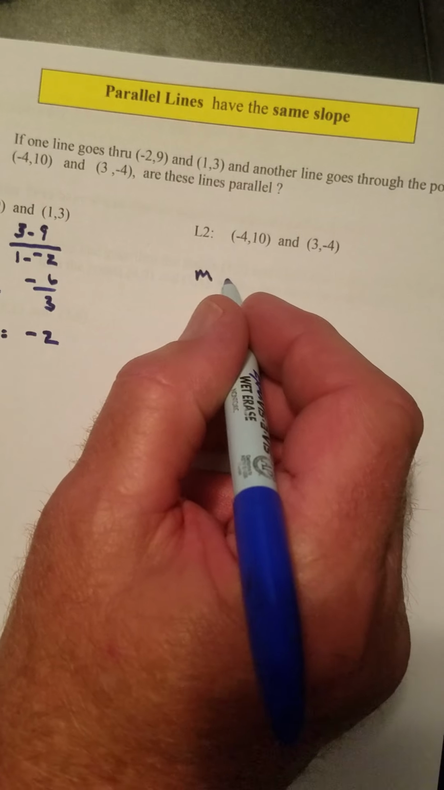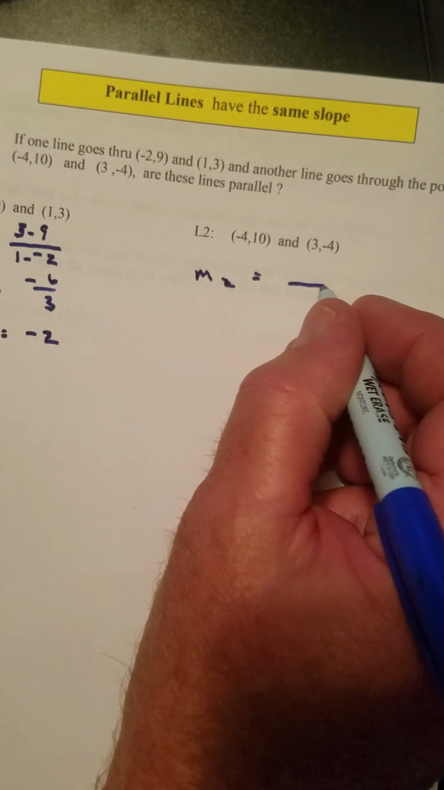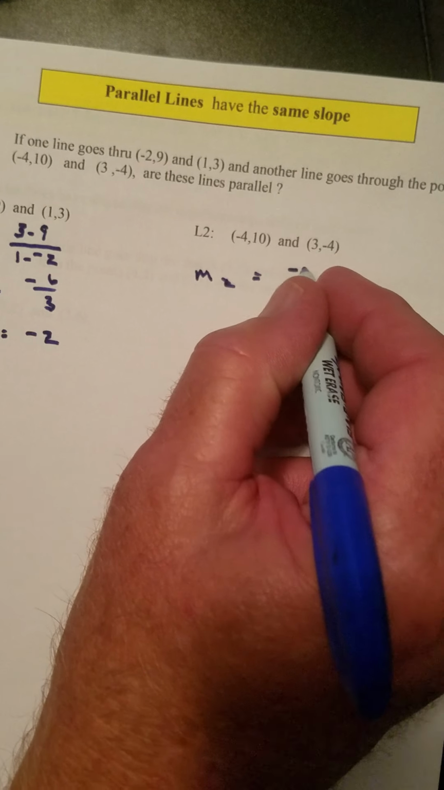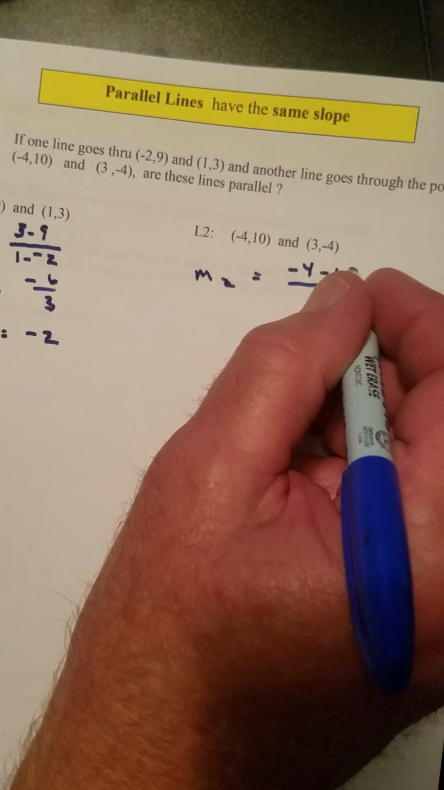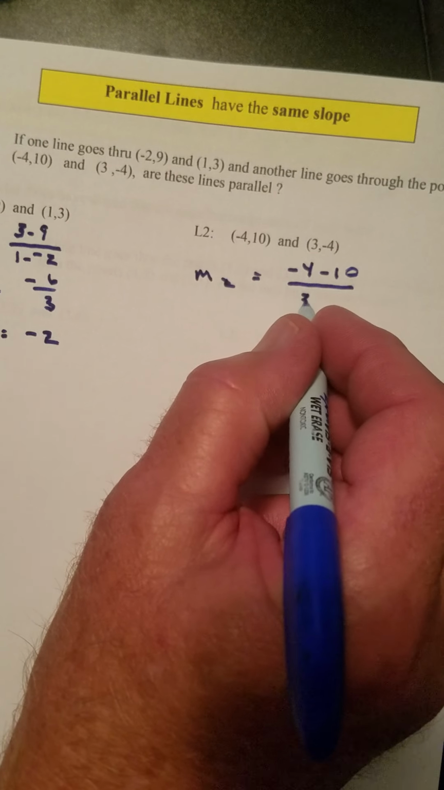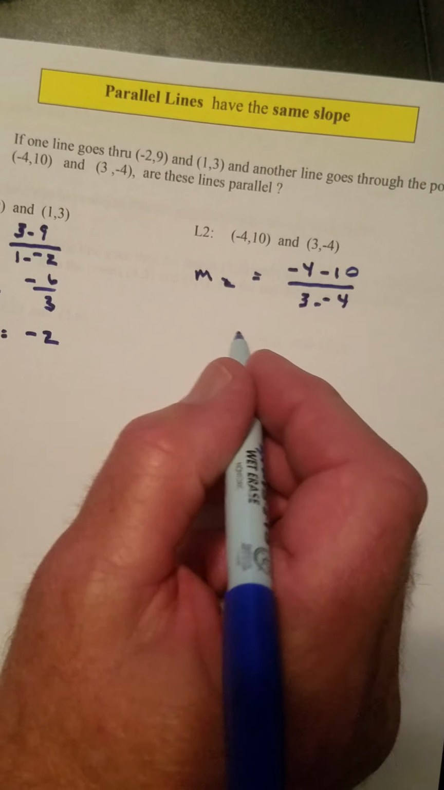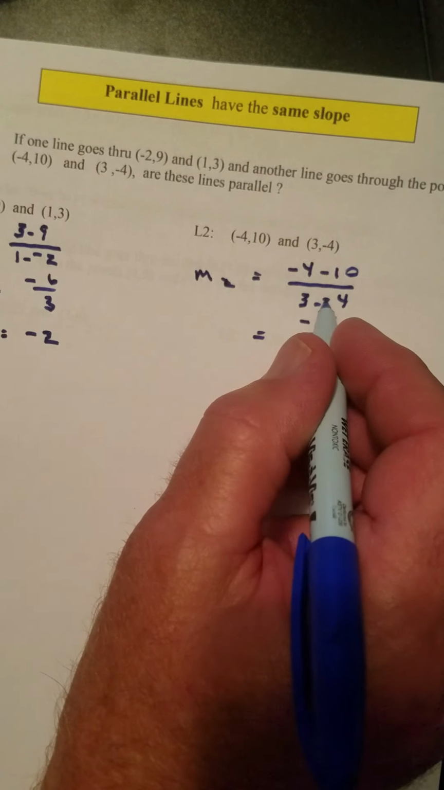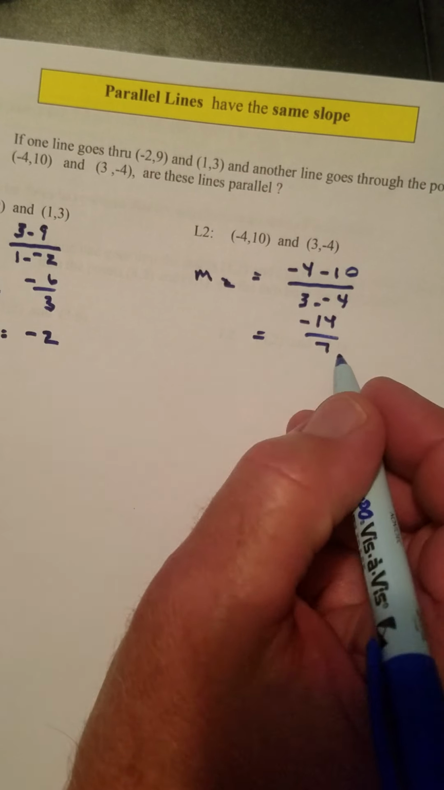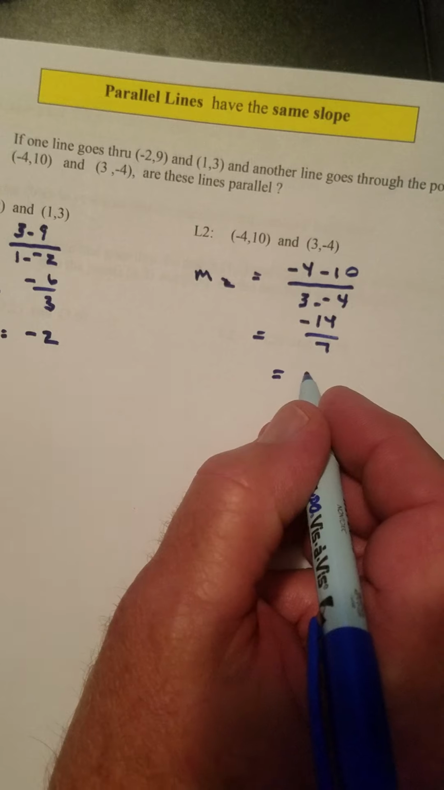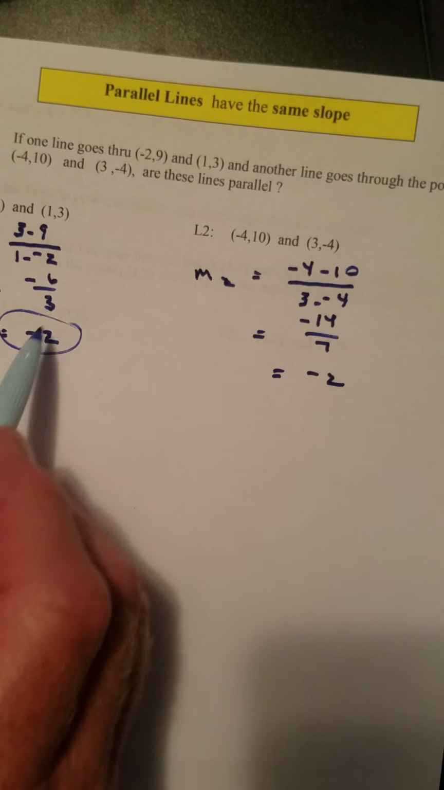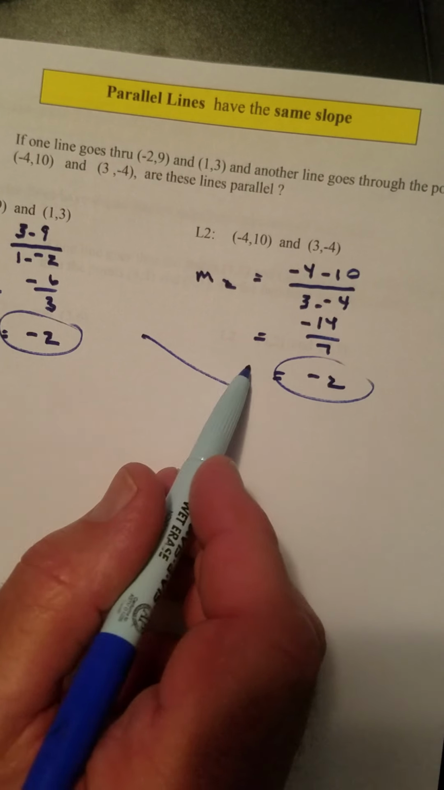M2, the slope of the second line, using the formula we have, would be -4 minus 10 over 3 minus -4. -4 minus 10 is -14. And 3 minus a negative becomes plus. 3 plus 4 is 7. And -14 over 7 is -2. So you'll notice the slopes came out the same.